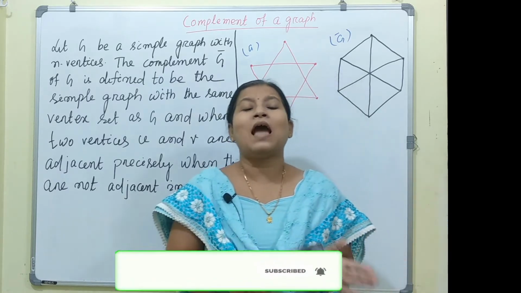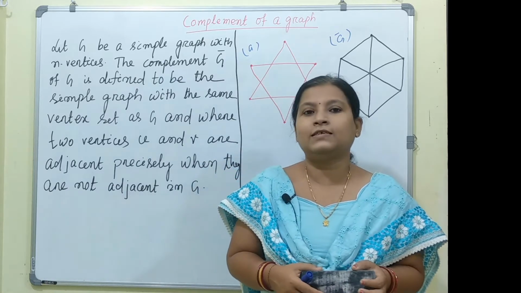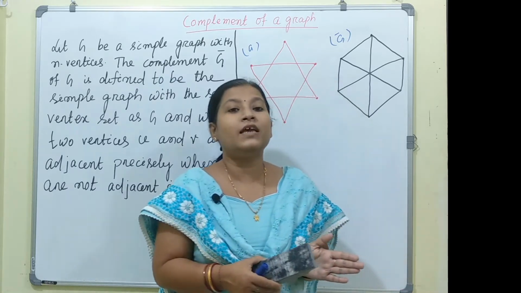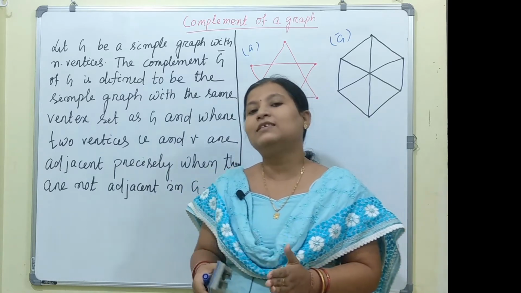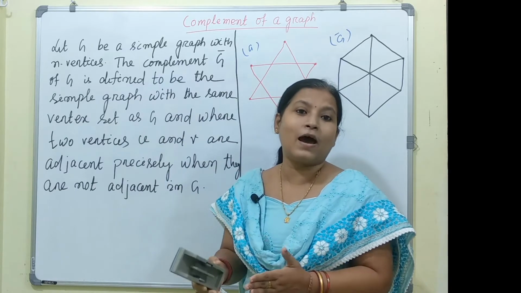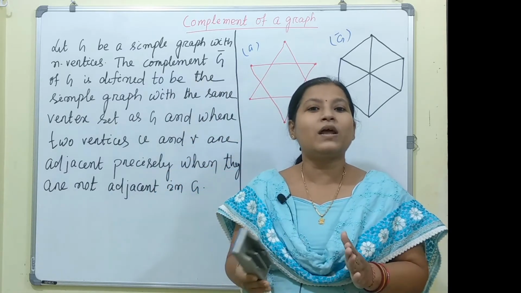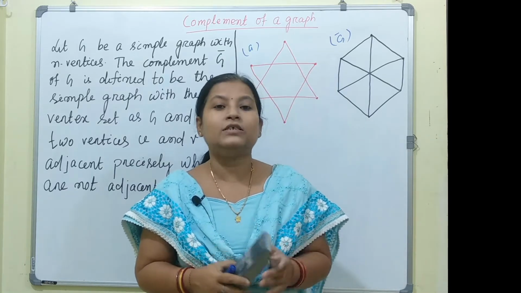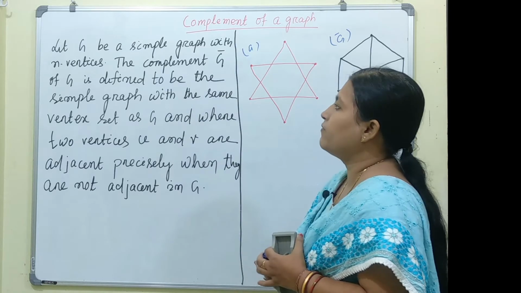G and G bar have the same number of vertices, and the adjacent edges in G are not adjacent edges in G bar, and adjacent edges in G bar are not adjacent in G. So these two graphs are complements of each other. So what is the definition of the complement of a graph?